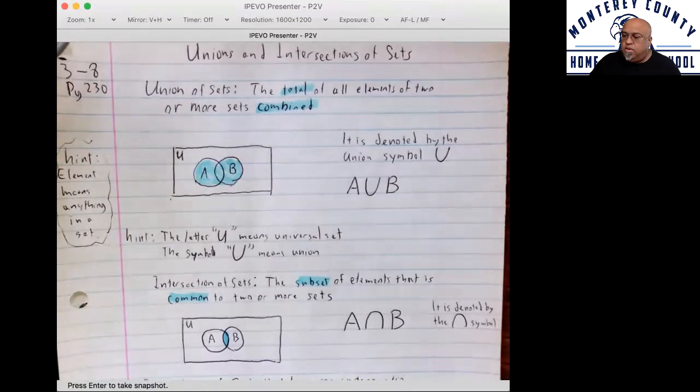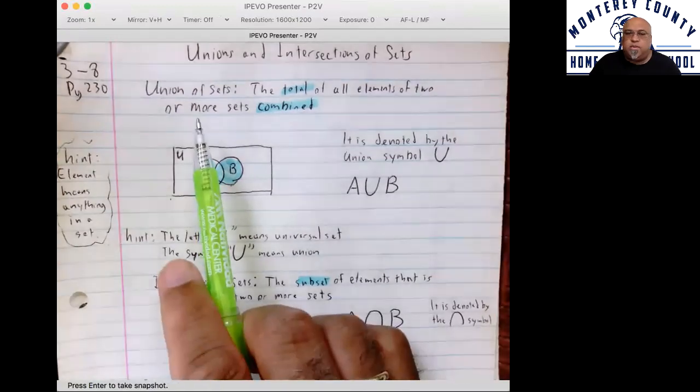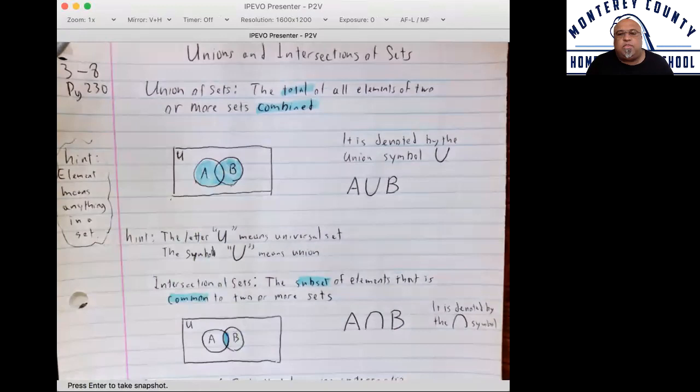The first one is union of sets. The union of sets is the total of all elements of two or more sets combined. Okay, now let's make sure that we know exactly what we're talking about. A set is any group of things that are put together as one. Now how we define a set can change rapidly from time to time.